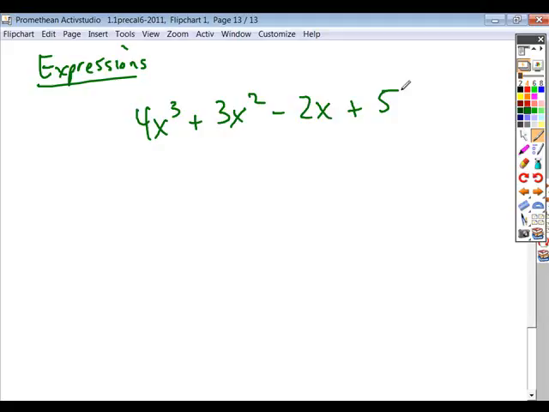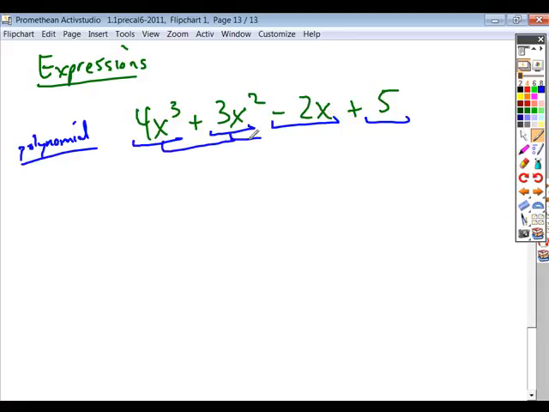All right, when you're looking at an expression, and this is an example of a polynomial, which we'll talk more about later, given any expression, you can break it into its pieces, and its pieces are terms. Each of these is called a term, and the terms are simply all the parts that are separated by a plus sign.